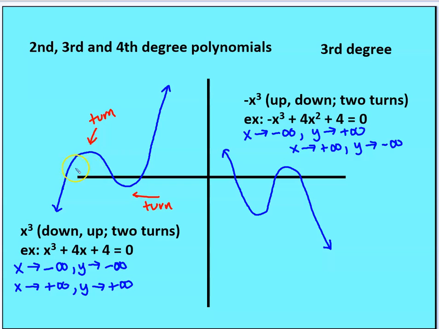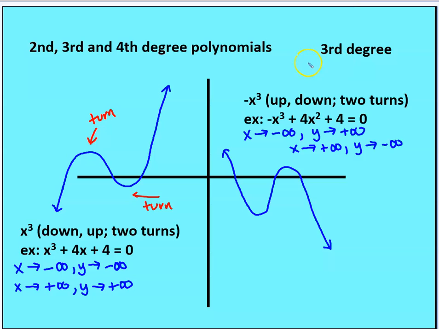So 3rd degree is going to have 2 turns. I'm either going to be down, up, or up, down. A turn is where it goes from increasing to decreasing, or decreasing to increasing. Here I have the end behavior. As x goes to negative infinity, y goes to negative infinity. As x goes to positive infinity, y goes to positive infinity. And similarly, on the right-hand side, as x goes to negative infinity, y goes to positive infinity. As x goes to positive infinity, y goes to negative infinity.